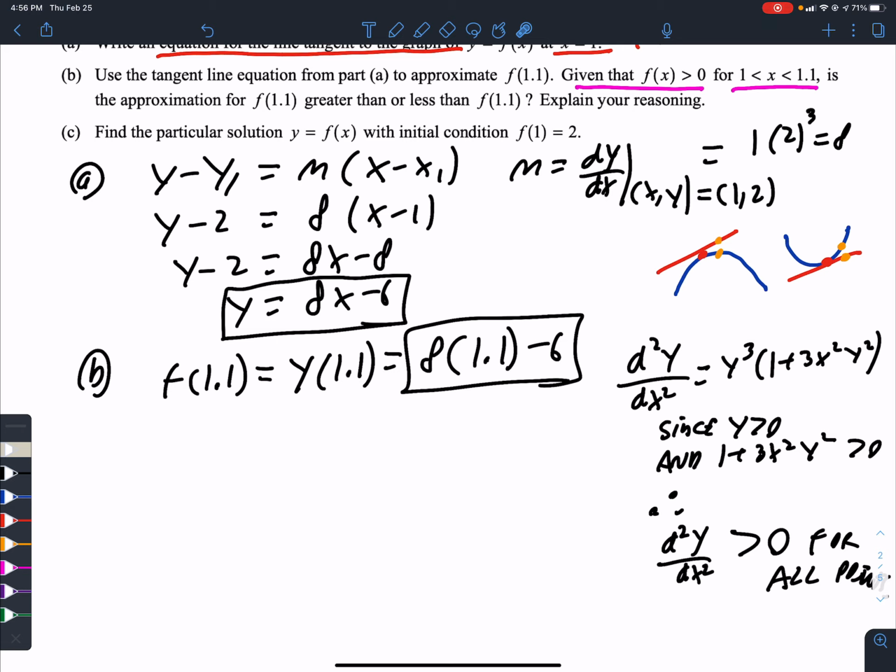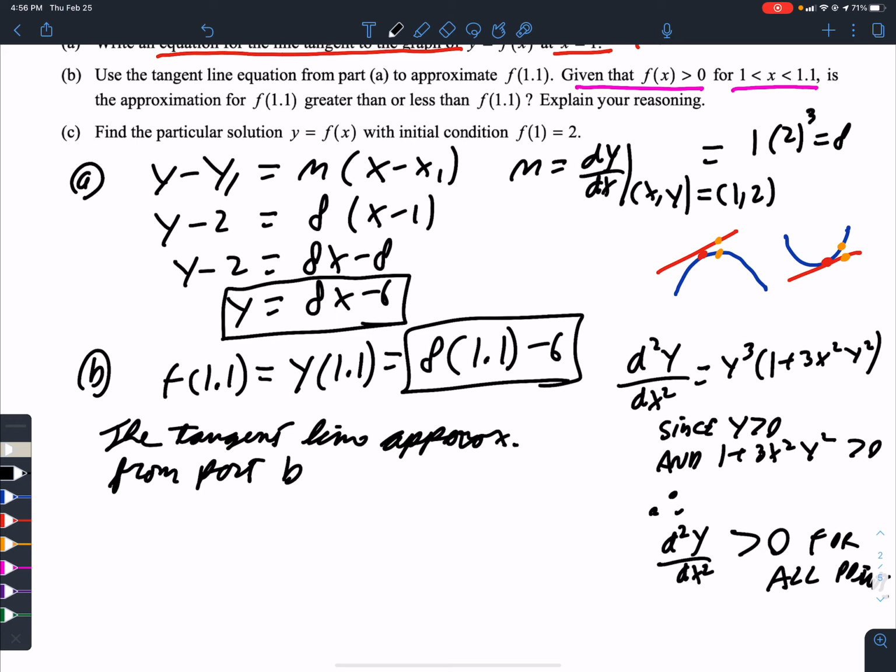We're going to say the tangent line approximation from part B is, and they ask specifically greater or less than, we are concave up, is less than the actual value.